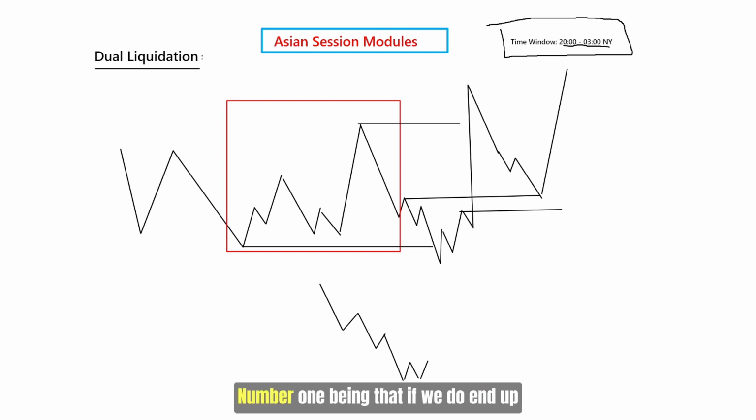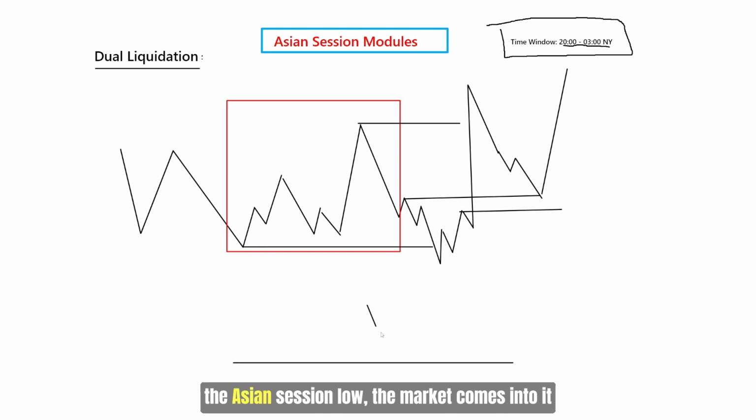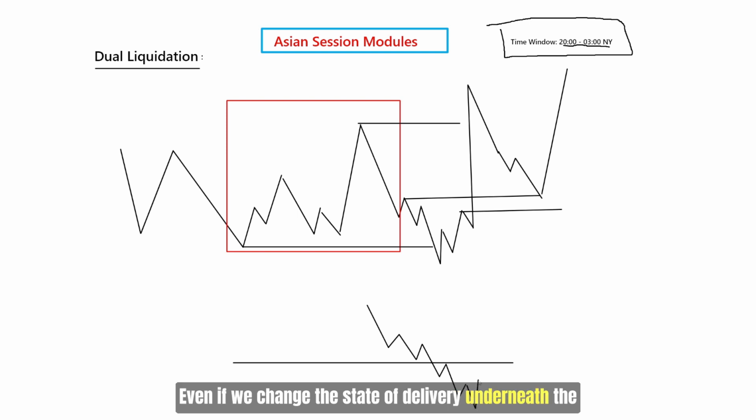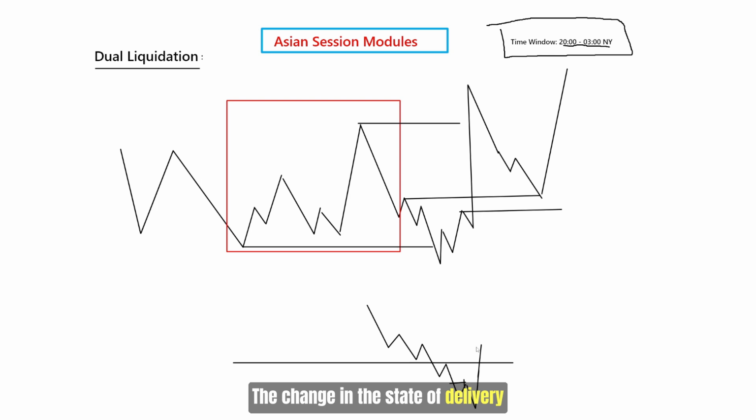Number one being that if we do end up taking the liquidity pool, let's say this is the Asian session low, the market comes into it, and all we do is push lower, even if we change the state of delivery underneath the liquidity pool, you are not looking for a trade. You need to wait for the market to get above the Asian low and then see the change in the state of delivery. The change in the state of delivery needs to happen above the pool, in this case the Asian low. The opposite would be true for the Asian high.